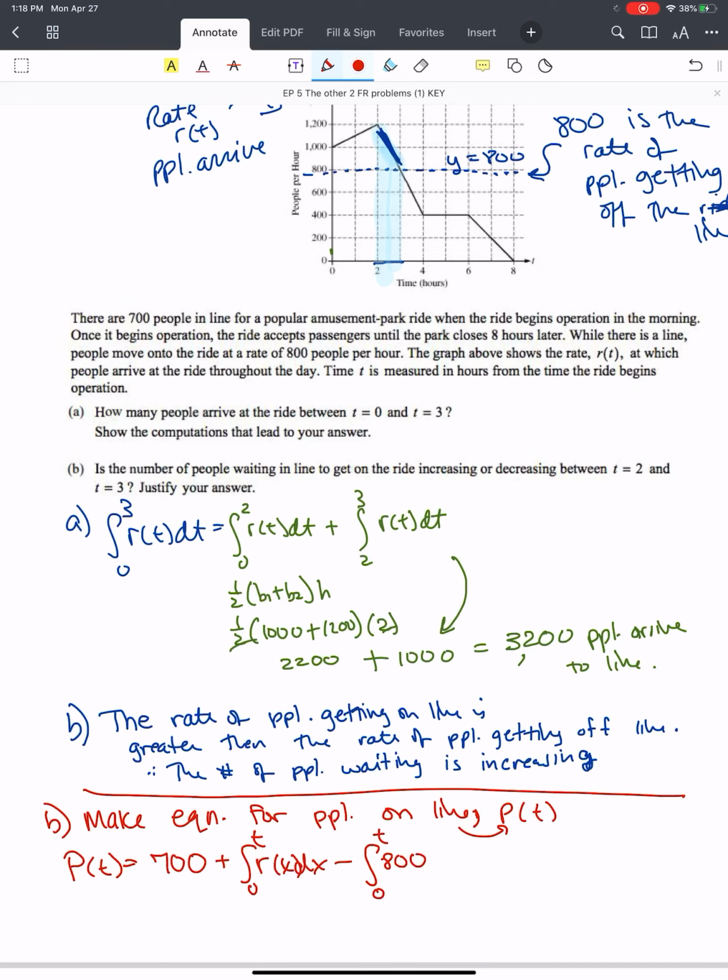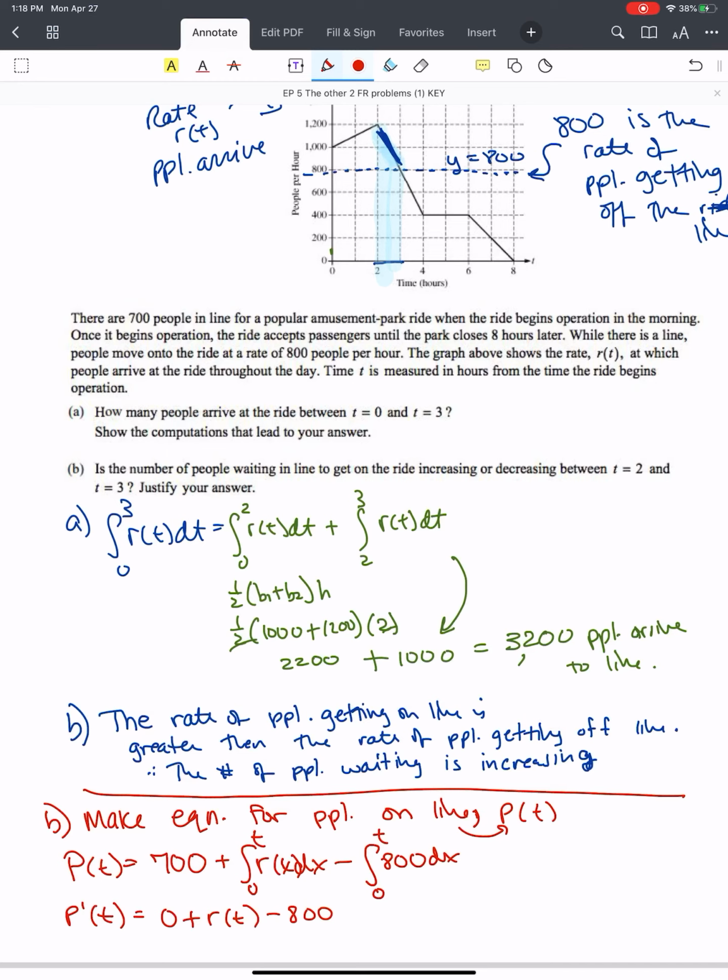So these are those rates, and then this is dx. So there's that equation, and if you want to know about the rate of these people, that would be the derivative of this. So the derivative of 700 is 0, plus the derivative of that is just r of t, and the derivative of that is just 800. T has nowhere to plug into, so it's just left like that, right?